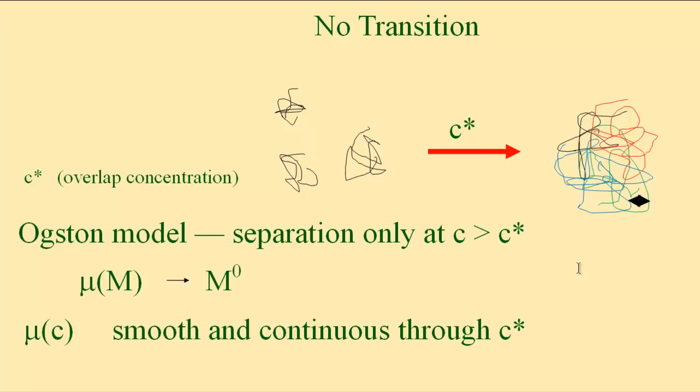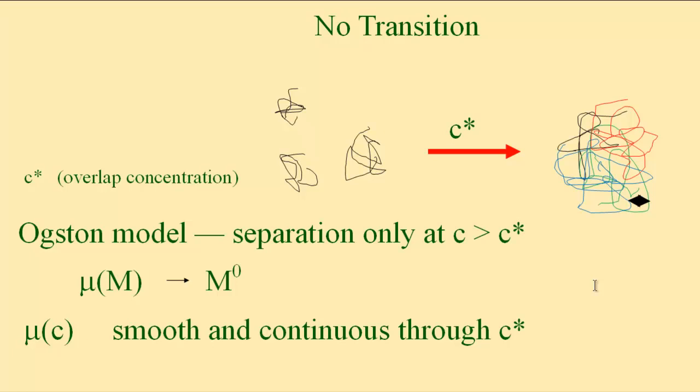And therefore, if you ask how does the electrophoretic mobility depend on matrix molecular weight, the answer is that the dependence should be M to the 0. There should be almost no dependence. What is actually found experimentally is quite different. As Barron et al. demonstrated, you see separation at very low concentrations. The mobility has a concentration dependence that's smooth and continuous through C star.